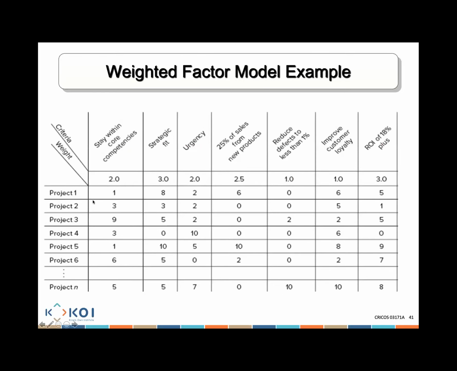For example, you see here, I have many projects. Project 1, 2, 3, 4, 5, 6, and so on. What criteria am I using to decide which project I'm going to be working on? Well, there's 1 criteria, 2 criteria, 3, 4, 5, 6, and 7. How much weight am I giving per criteria? Stay with core competencies, I'm giving it a weight of 2. Strategic fit, I'm giving it a weight of 3. Urgency, I'm giving it a weight of 2. 25% of sales, I'm giving it a weight.